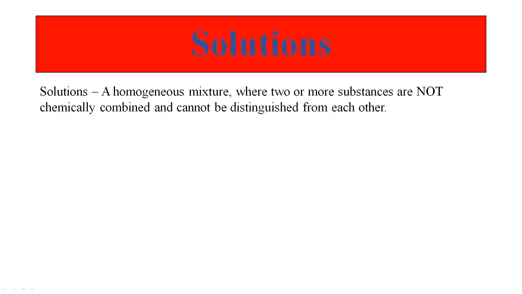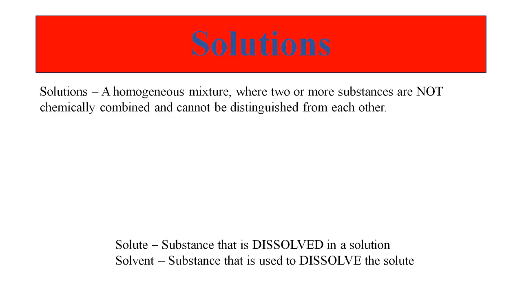In this podcast, we're going to talk about solutions. Remember that solutions are a homogeneous mixture where two or more substances are not chemically combined and cannot be distinguished from each other. There are two parts to every solution: the solute, which is a substance that is dissolved in solution, and the solvent, the substance that is used to dissolve the solute. Here's a cheesy animation to help you remember that the solute is dissolved into the solvent.